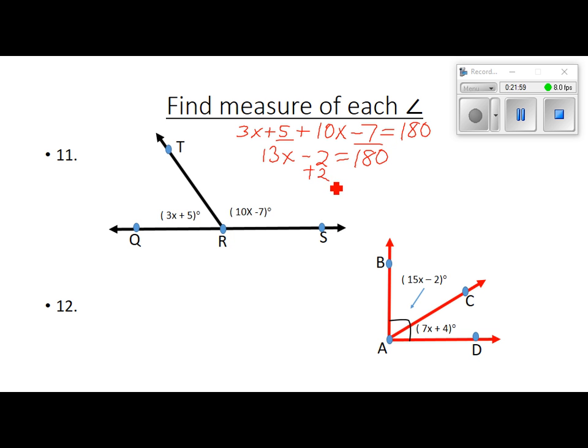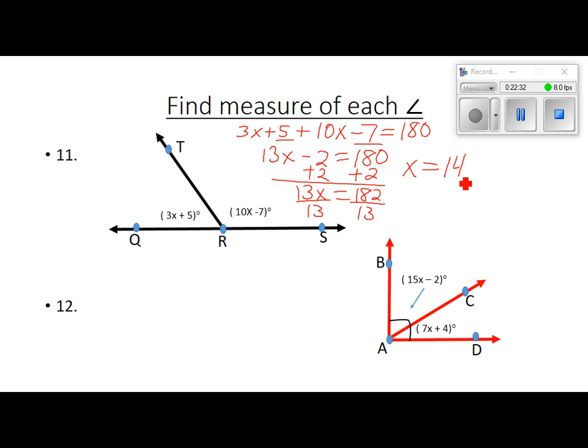Add 2 to both sides. You get 182 equals 13x. Going to divide by 13. Somebody help me out with their calculator. 13.8? That doesn't sound right. Is it 14? Oh, yeah. So we got 14.